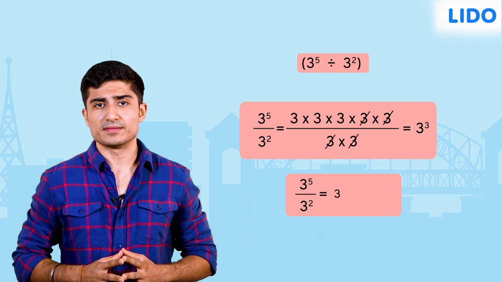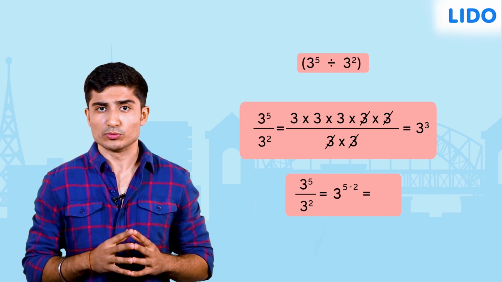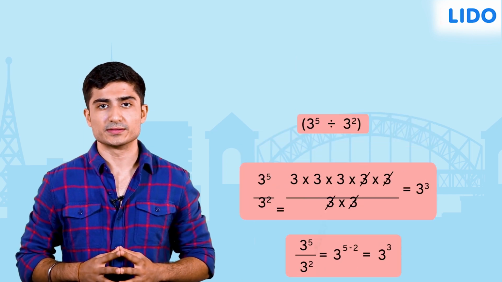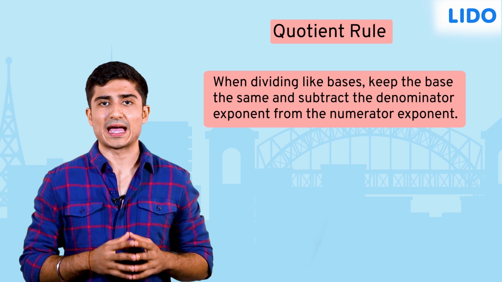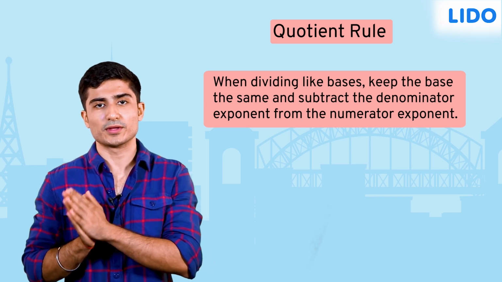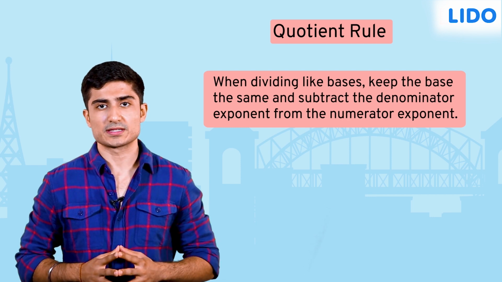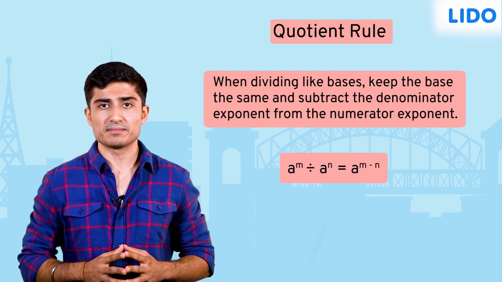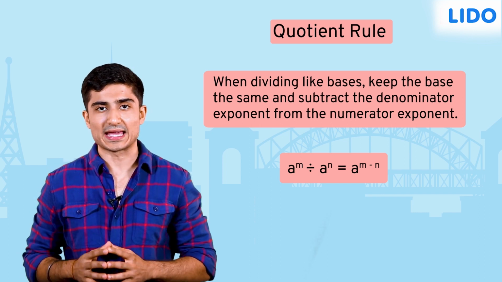The base is the same, that is 3, while the exponent is the difference of the exponents of the number in the numerator and that in the denominator. In general, when dividing like bases, keep the base the same and subtract the denominator exponent from the numerator exponent. This is the quotient law of exponents. Thus, a raised to m divided by a raised to n equals a raised to m minus n.